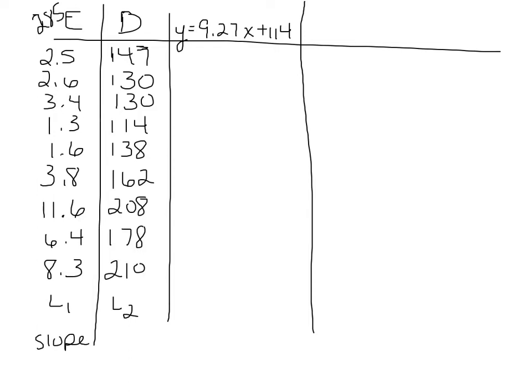Slope. When we talk slope in context, you're always talking about the x value increasing by 1. So as the index of exposure increases by 1, then you talk about the second column increasing by the slope. So then the deaths will increase by 9.27. And that's your slope in context answer.